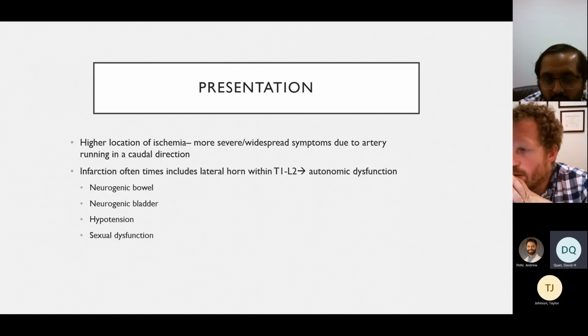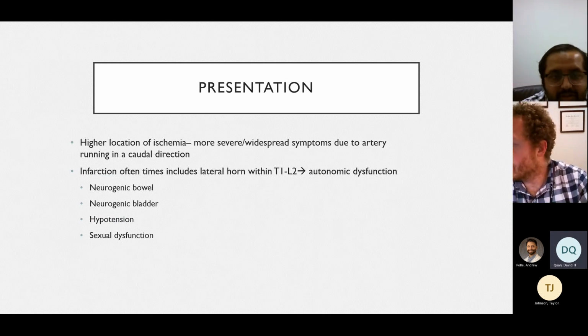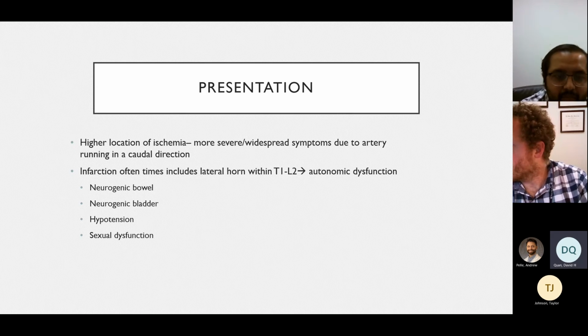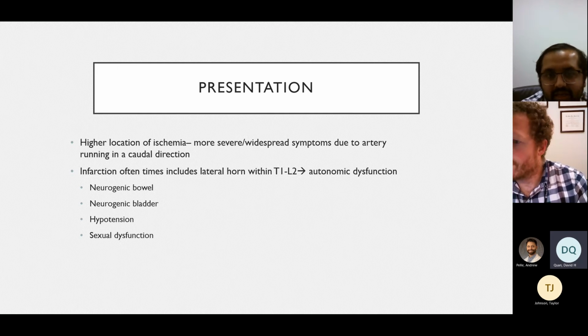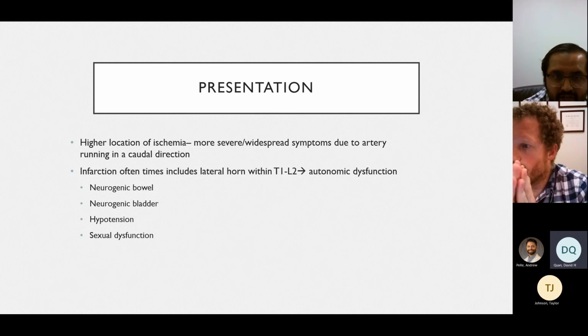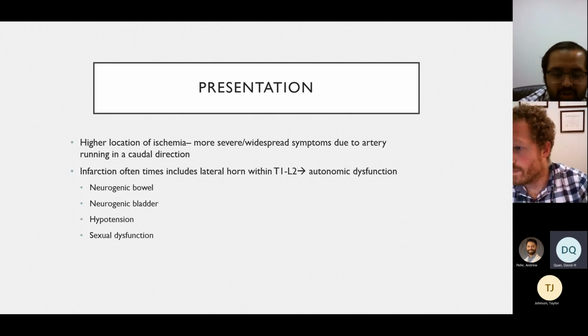Remember that the anterior spinal artery runs from cephalic to caudal. So depending on the level of the ischemia, more widespread symptoms can occur the higher up the injury takes place. Now, another thing to note is that the lateral horn part of the spinal cord is what houses the sympathetic neuron cell bodies. And so when that's affected, you can have autonomic symptoms as well, such as neurogenic bowel and bladder, as well as blood pressure control issues and sexual dysfunction.